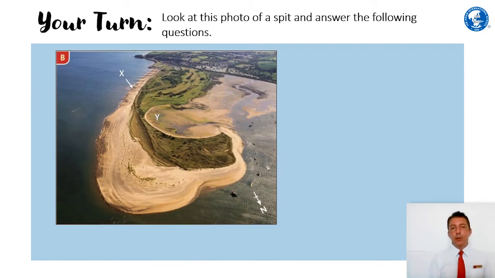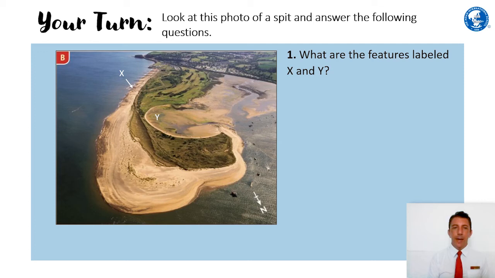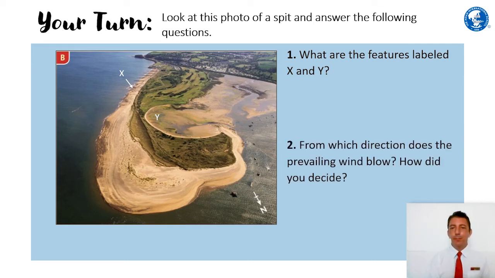So this is the second picture I showed you at the beginning of the lesson. This is a photo of a spit. So what are the features labeled X and Y on this diagram? From which direction does the prevailing wind blow, and how did you decide? So again, pause the video and try to answer these questions before we check.